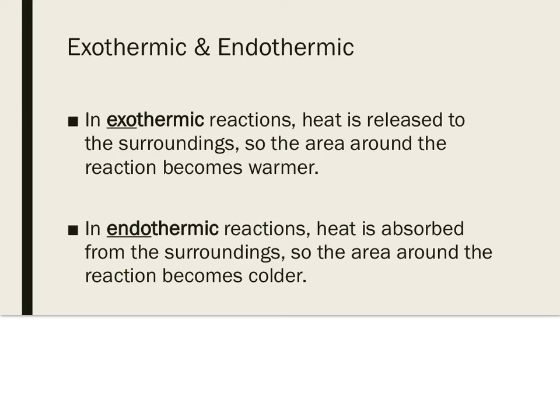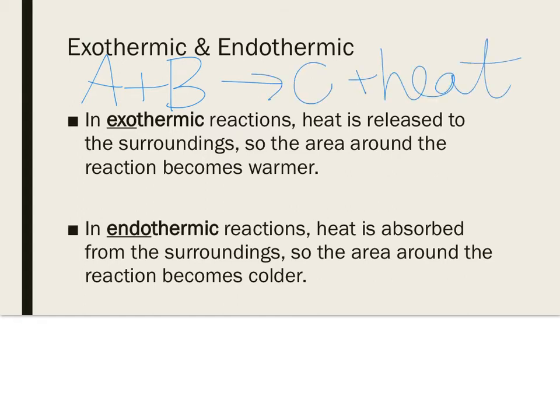Let's just draw something out. We've got, let's use, A plus B yields or produces C plus heat. Now, in this example, you've got 2 chemical substances that we're calling A and B. They combine, they're being added together, and they're going to form or produce or yield this third chemical substance we're calling C, plus heat.